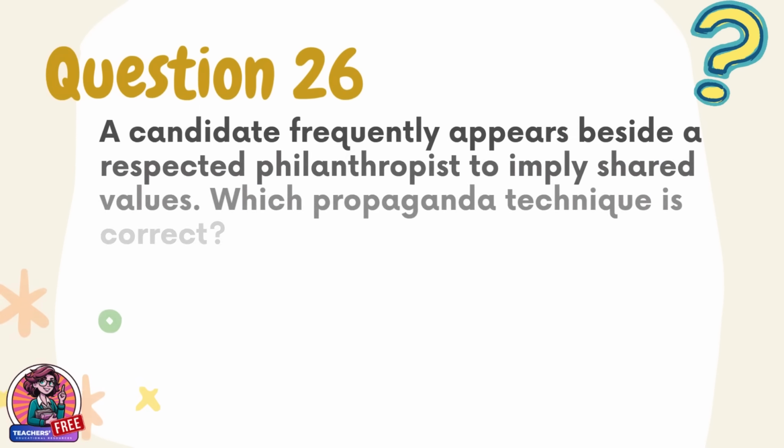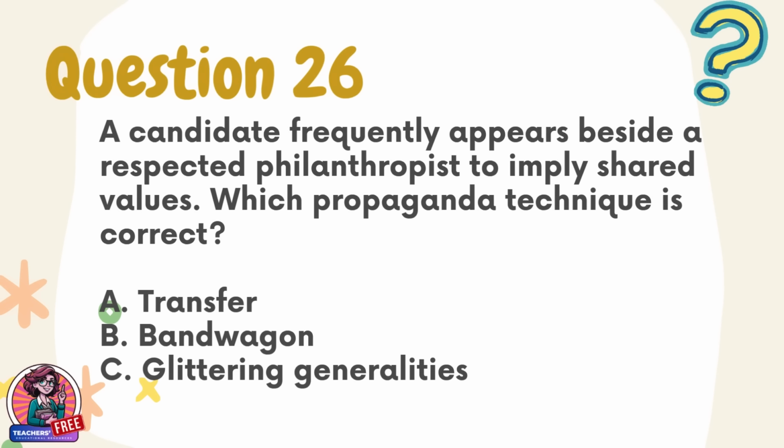Question 26. A candidate frequently appears beside a respected philanthropist to imply shared values. Which propaganda technique is correct? A. Transfer. B. Bandwagon. C. Glittering generalities.